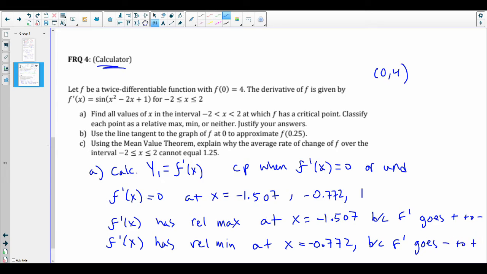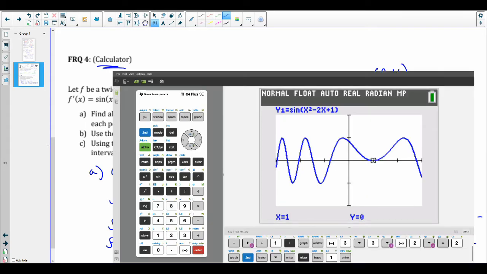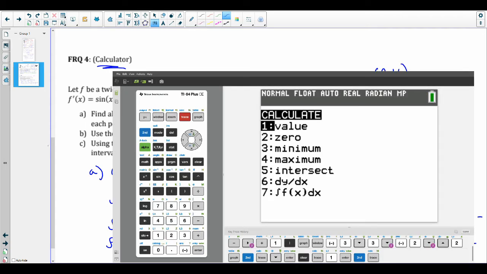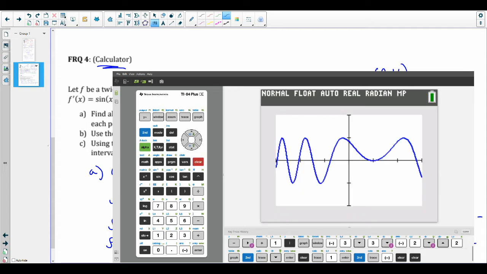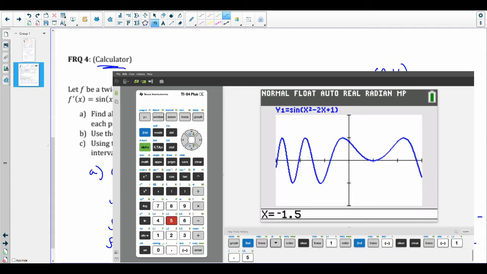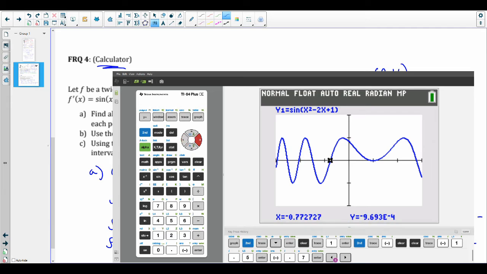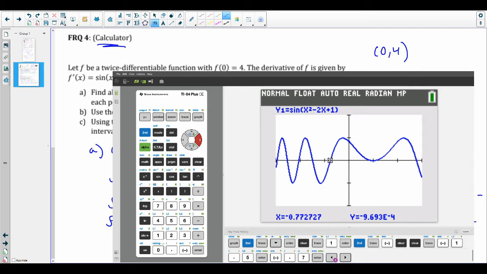So again, looking at the graph, you have, let's see, second trace. So at -1.5-ish, we're going from plus to minus, right? So that's a max. At -0.7-ish, right? There we go. We're going from minus to plus. So that's where my relative min lies. Cool.